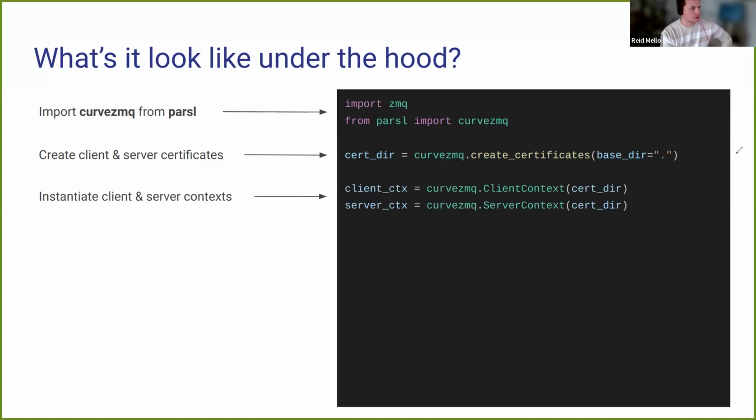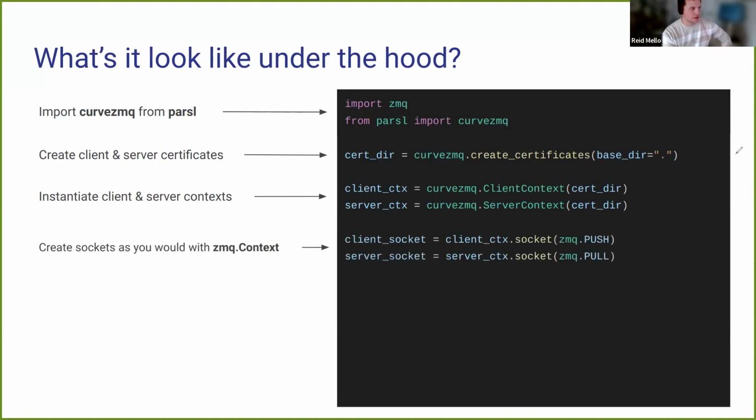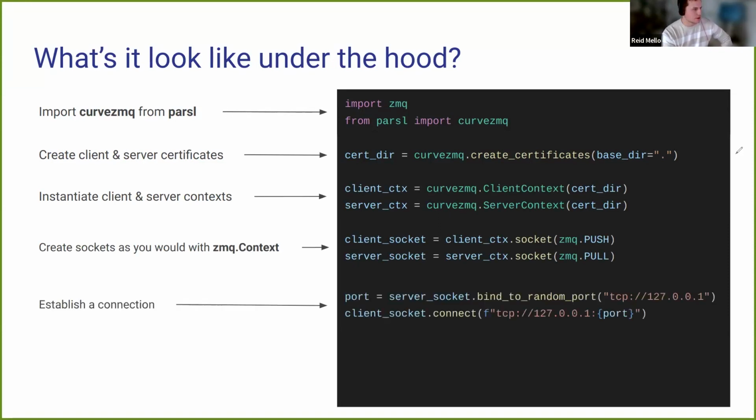We instantiate client and server context. This is very similar to, if anyone's familiar with PyZMQ, you create a ZMQ context, and then you use that to create sockets that are associated with that context. And you can set default options for the context, et cetera. So this works the same way. We just have to specify whether it's specifically a client or server, because that changes the types of options and things that we need to add to each socket. So then you create sockets, same as you would with a ZMQ context. And again, the necessary certs and options will be added to these sockets when they return.